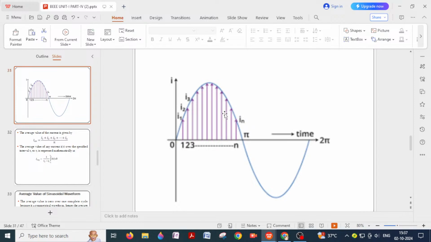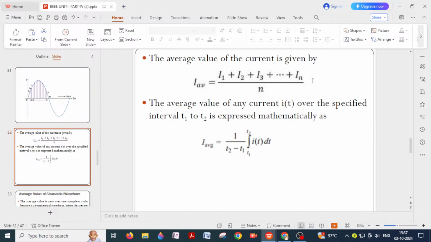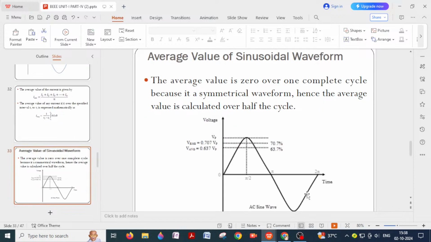I average is equal to I1 plus I2 plus I3 up to In, whole divided by n. You can calculate it by this formula. Now I want to determine the average value of this sine waveform without dividing it into n parts. I can't consider one complete cycle here because of symmetry. As I have already told you, the average value of one complete cycle will always be equal to 0. Therefore I will consider only half cycle.